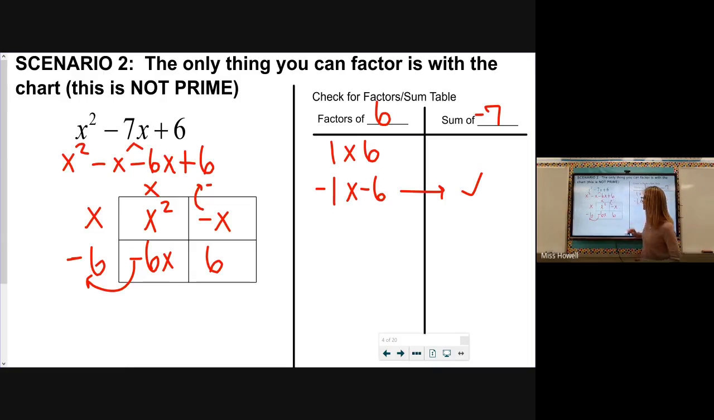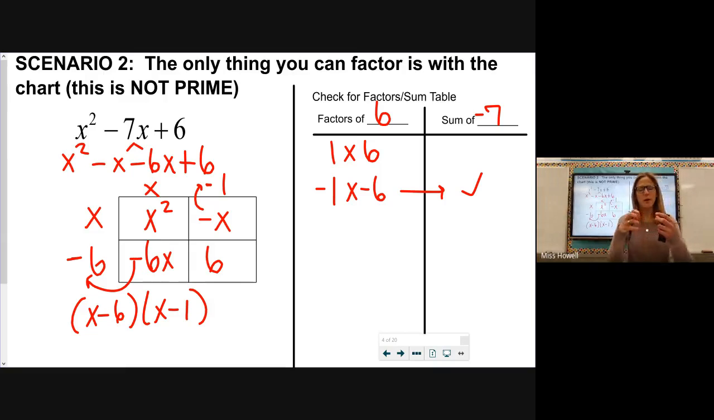This automatically is going to come out negative x and 6. All they share then would be a negative 1. So our factors are going to be 2 linear binomials, an x minus 6 and an x minus 1. And since we were able to take the original polynomial and break it up into anything that could be multiplied to get back to the original, this one is not prime.